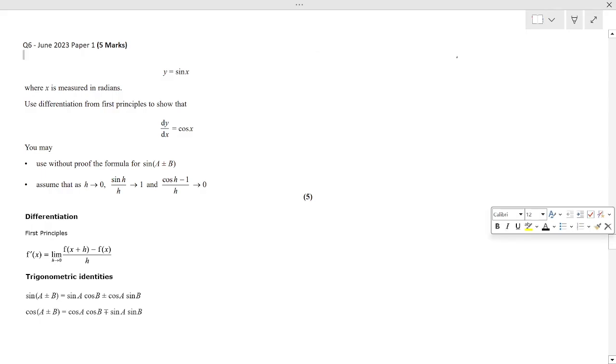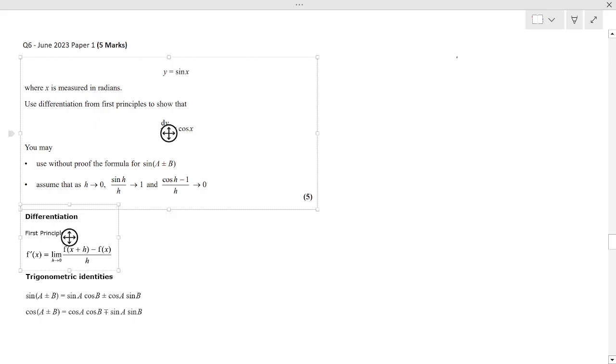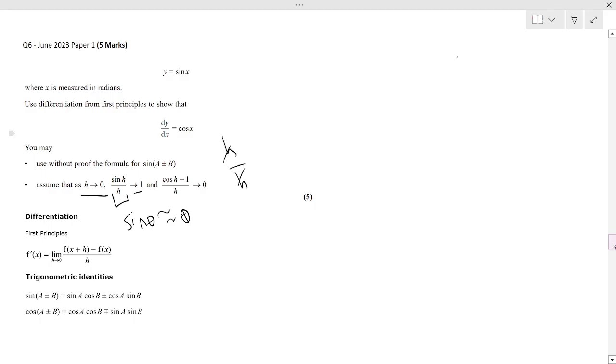So we're given y = sin x, and we need to show the derivative is cos x by first principles, and we're given this information here. Usually they'll give you this. By the way, this isn't a proof, but if you use small angles, you should know sin theta goes to theta. So sin h over h goes to h over h, which cancels to 1, which is what we've got here, because h has to be small.